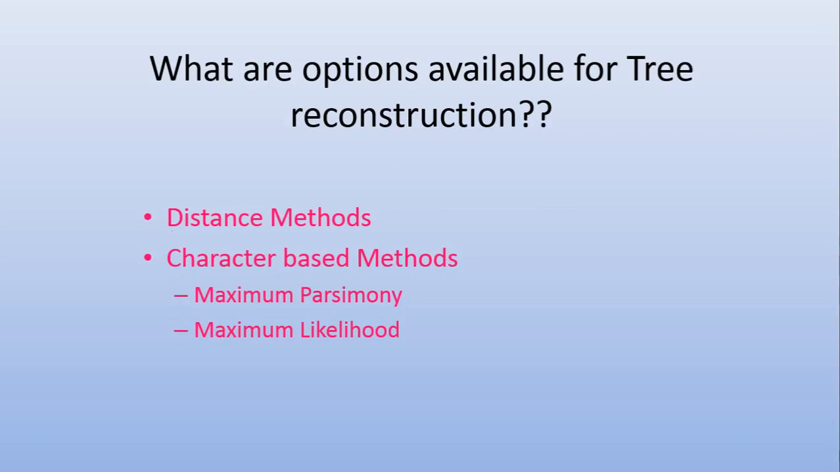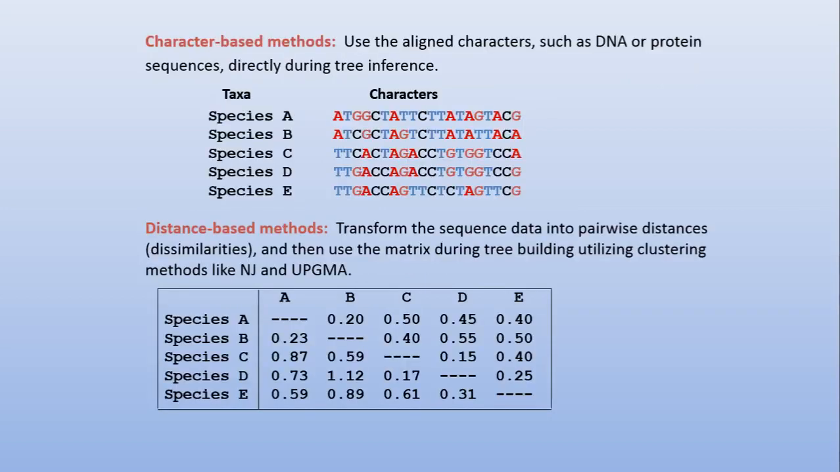First, let us try to differentiate between these methods and see what the features of these methods are, and then we will see when and how to use them. So let us first try to distinguish what character-based methods are and how they differ from distance-based methods. In character-based methods, we use the aligned characters, such as your DNA or protein sequences, directly during tree inference or tree reconstruction.